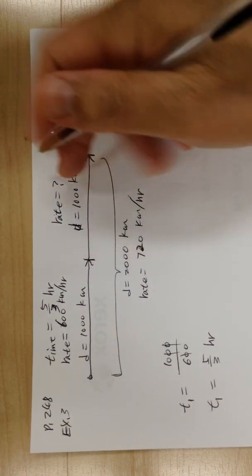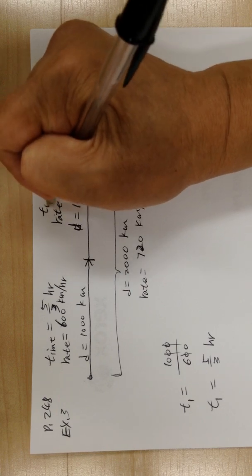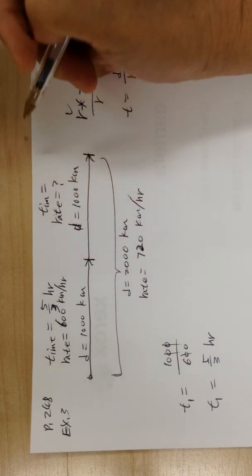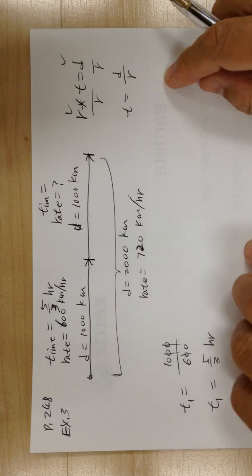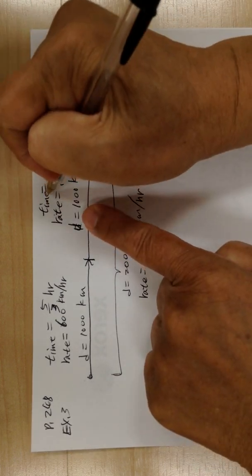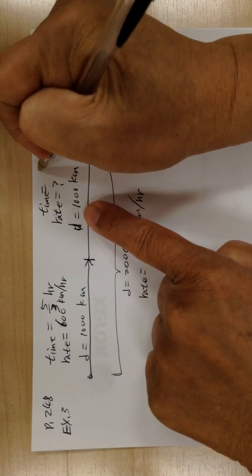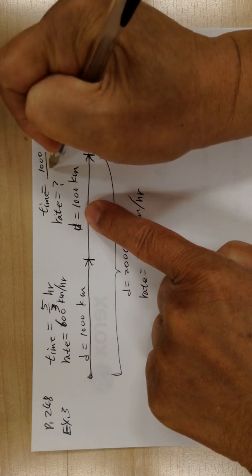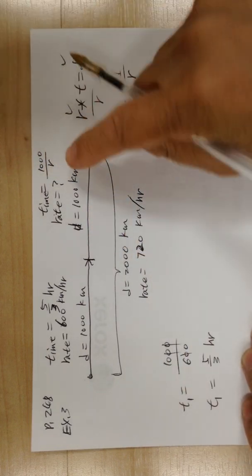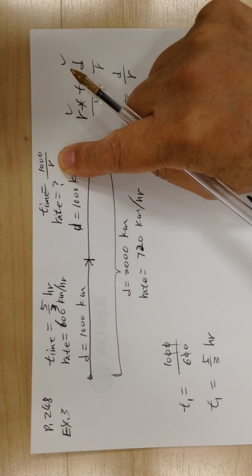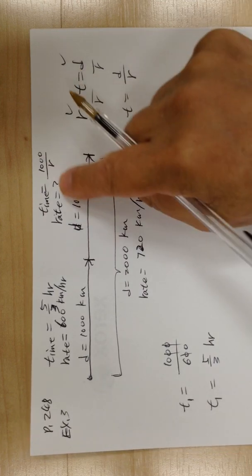For this one, the number is not given, so the time will be equal to, again, distance divided by r, and we don't know the rate. So this one is not helping.